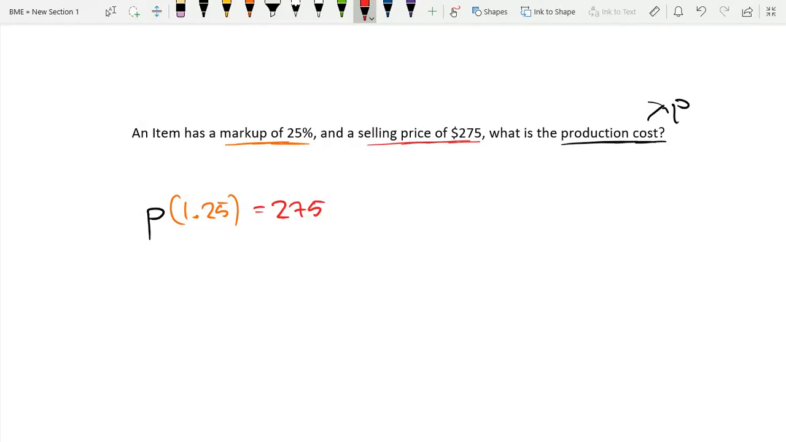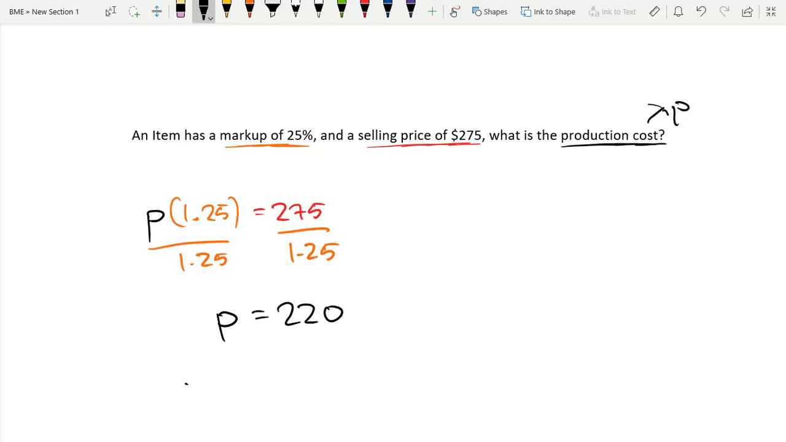So if we divide both sides by 1.25 to isolate the variable p, we get p equals 275 over 1.25, and it's 220. So the production cost is $220.